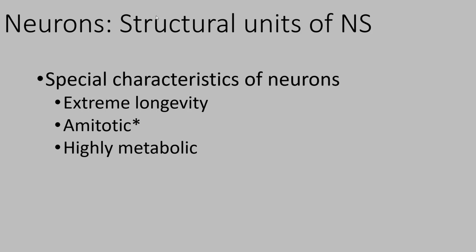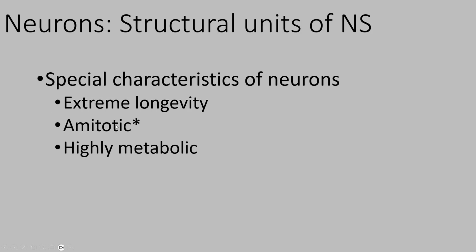So what are neurons? Neurons are the structural unit of the nervous system. They are the electrically conductive cells that communicate throughout our body. And we will see that these neurons are highly specialized. So what are the special characteristics of neurons? Well, one, we say they have extreme longevity. That means that they live for a really long time. In almost all instances, neurons live as long as you do. You are born with the neurons that you die with, with very few exceptions.